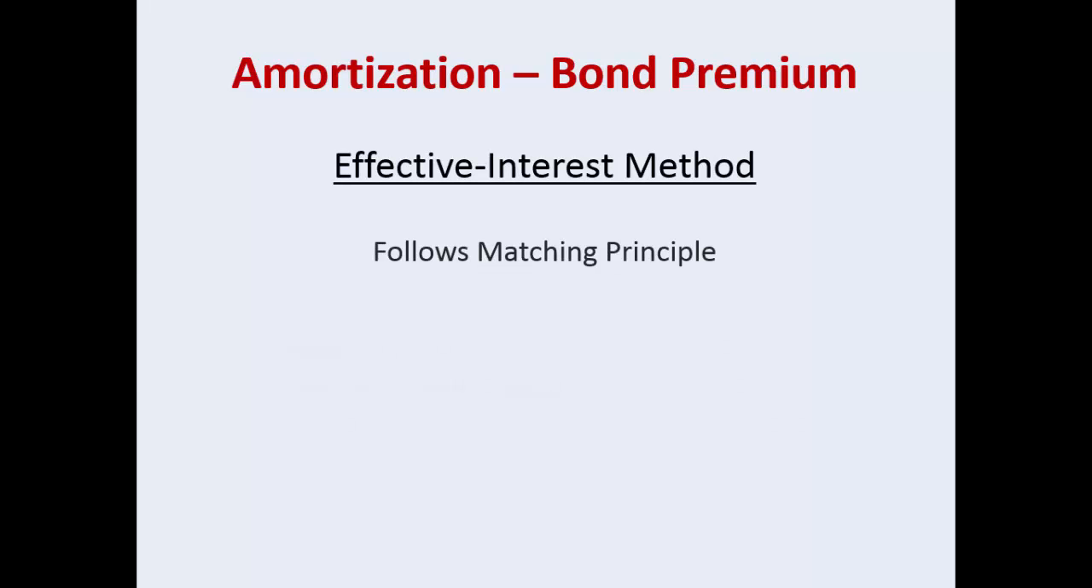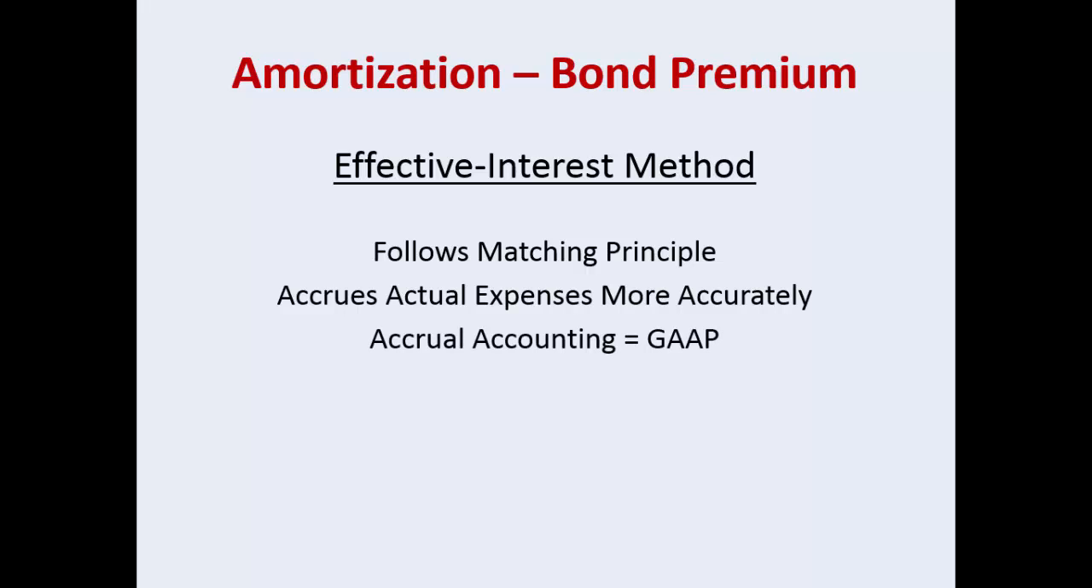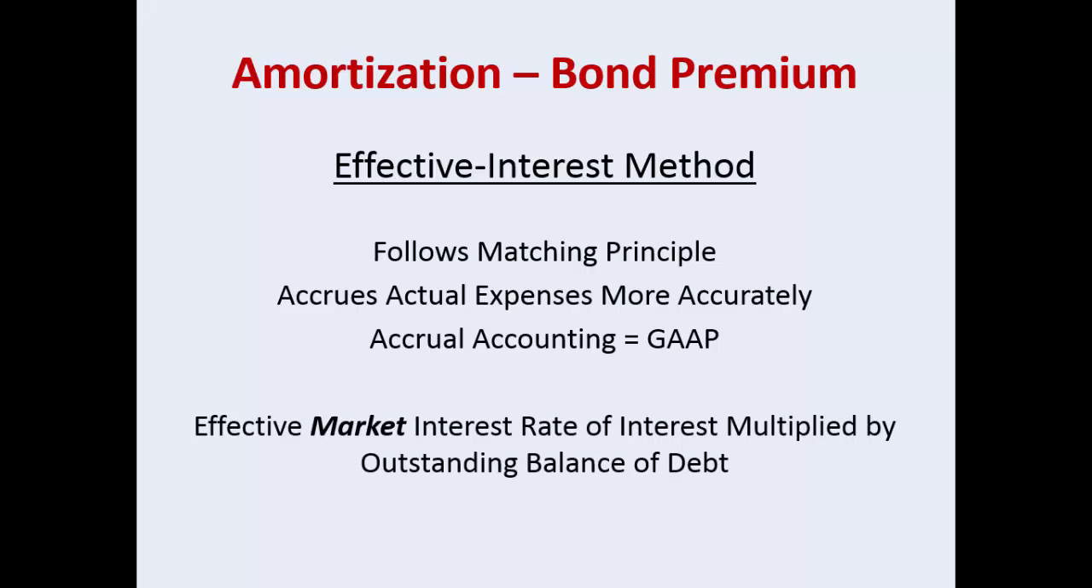But the effective interest method is thought to better follow the matching principle. It accrues actual expenses more accurately. Accrual accounting, remember, that is GAAP. The effective market rate of interest is multiplied by the outstanding balance of the debt. That's how you calculate it. So it's very similar to a note payable amortization table.